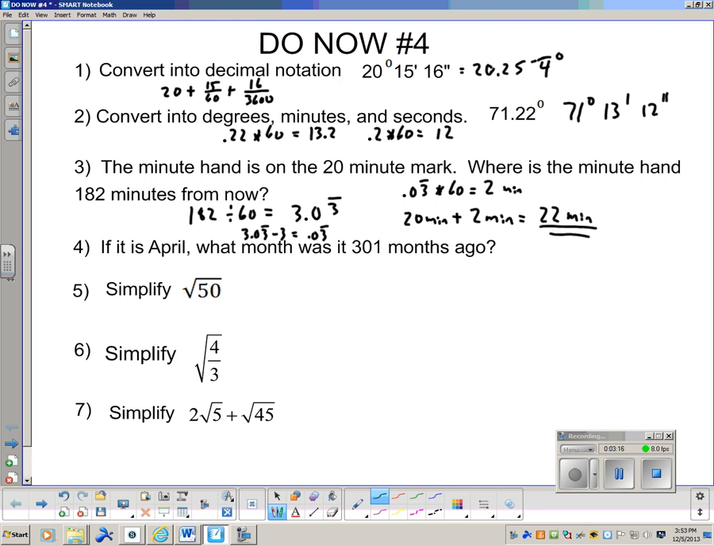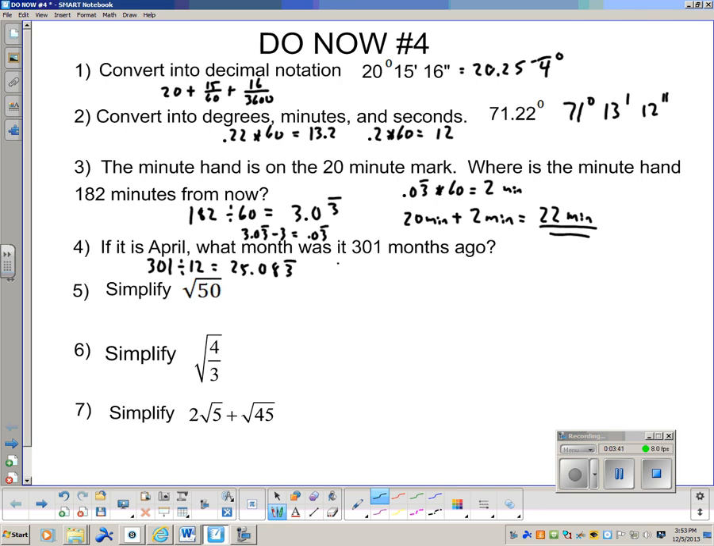If it is April, what month was it 301 months ago? So now we're going backwards in time. In a whole entire calendar, there's 12 months. So I have to figure out how many full rotations I have. So I'm going to take 301 and divide it by 12. And I get 25.083, and the 3 there is repeating.